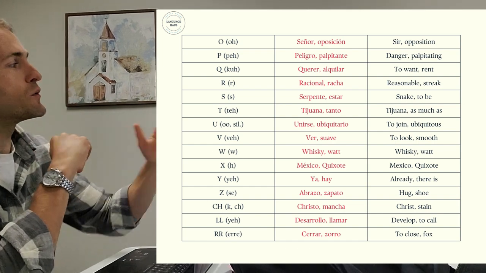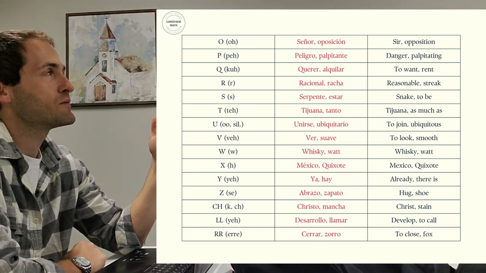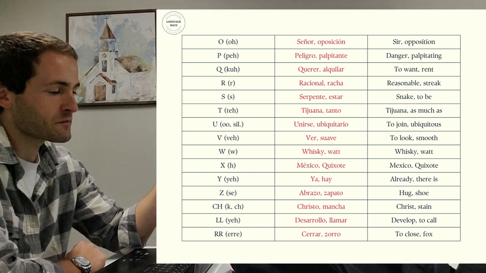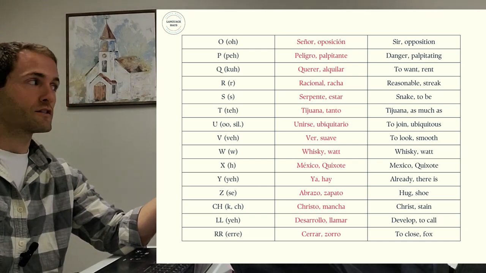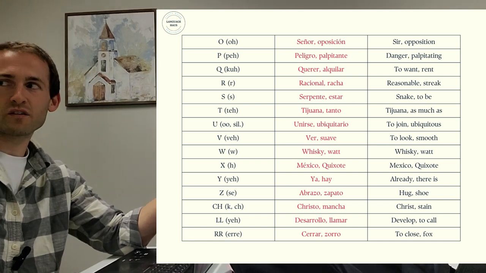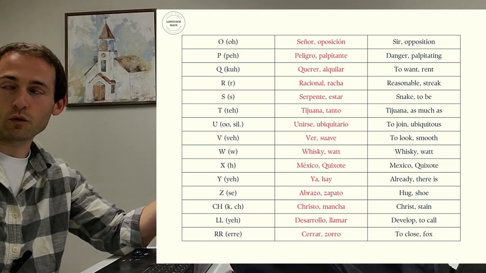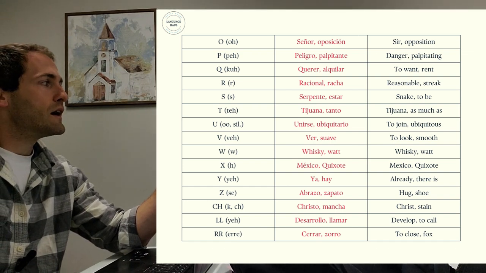And so W doesn't exist. I do my best not to speak in absolutes. Don't expect to find W in native Spanish words. I chose whiskey and white because they're loan words. You can basically only find W in Spanish in loan words, so don't expect to see that in native texts.